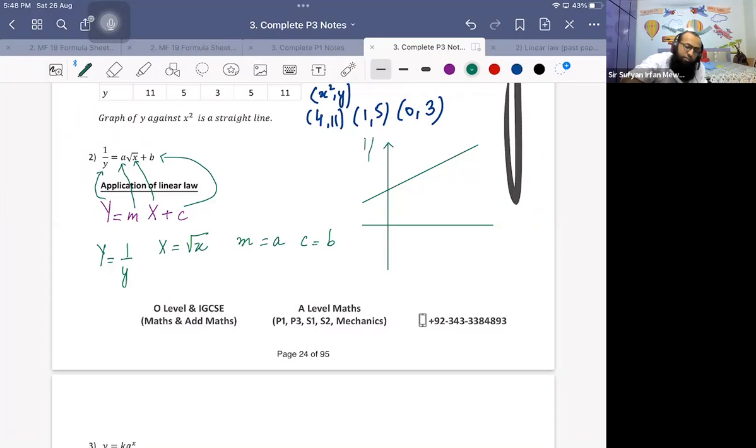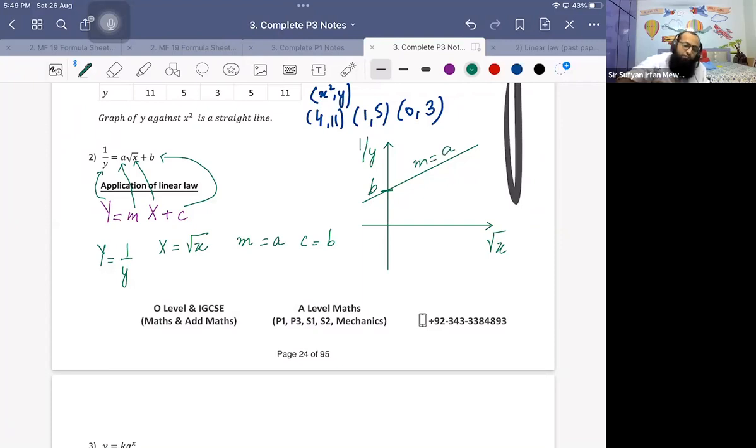Just to decide which variable we are going to take on the vertical axis: over here we will take 1 upon y, and on the horizontal axis I'm going to take root x. The intercept will not be y-intercept, it will be 1 upon y-intercept. This intercept will be b, and the gradient of this line will be equal to a.